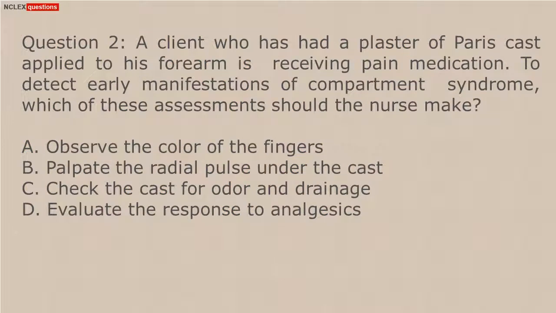Question 2. A client who has had a plaster of Paris cast applied to his forearm is receiving pain medication. To detect early manifestations of compartment syndrome, which of these assessments should the nurse make? A. Observe the color of the fingers. B. Palpate the radial pulse under the cast. C. Check the cast for odor and drainage. D. Evaluate the response to analgesics.